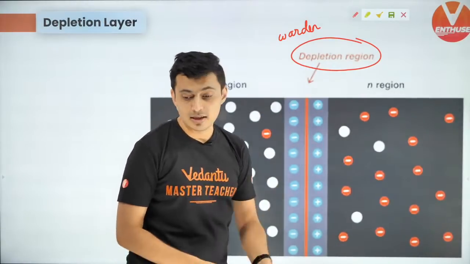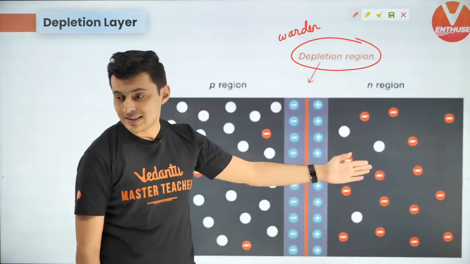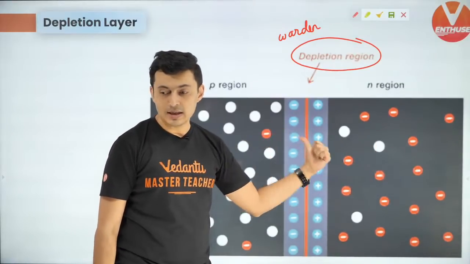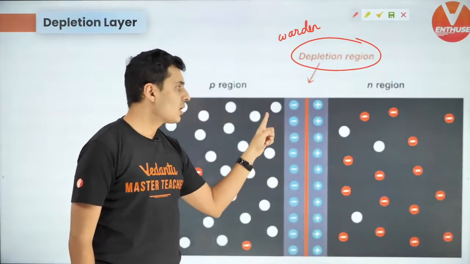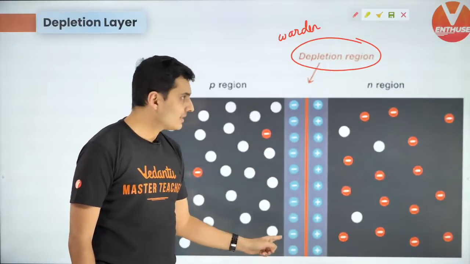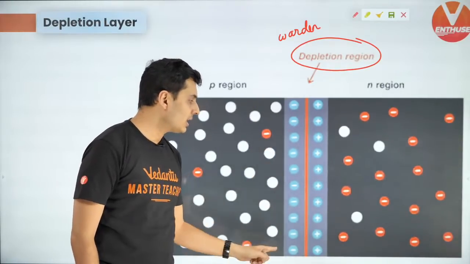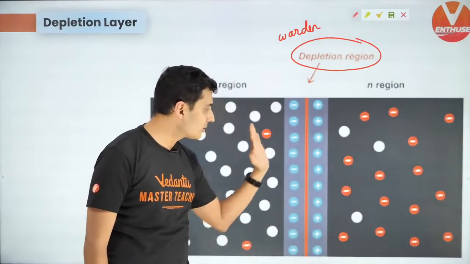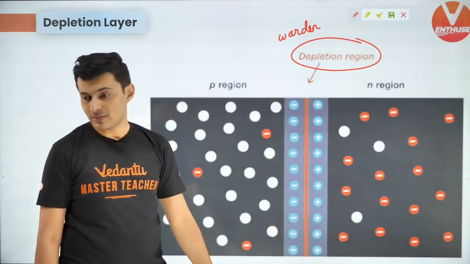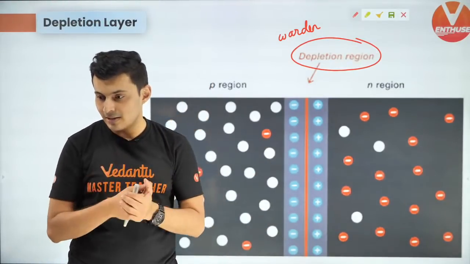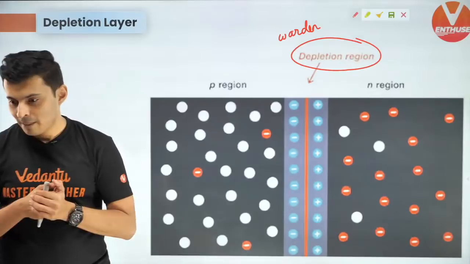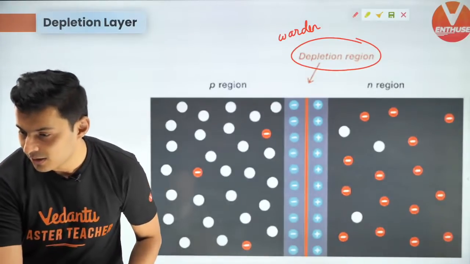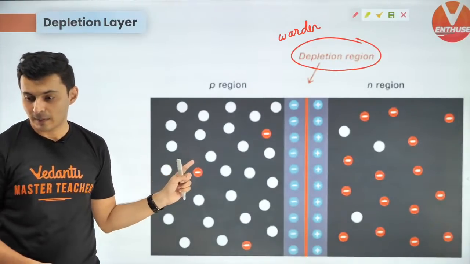So this is the depletion region, and you will see that these electrons will be stopped because of these electrons out here, the negative charge, and the holes will be prevented from going to that side because of this positive charge out here. Is that clear? Okay, I hope this is clear.